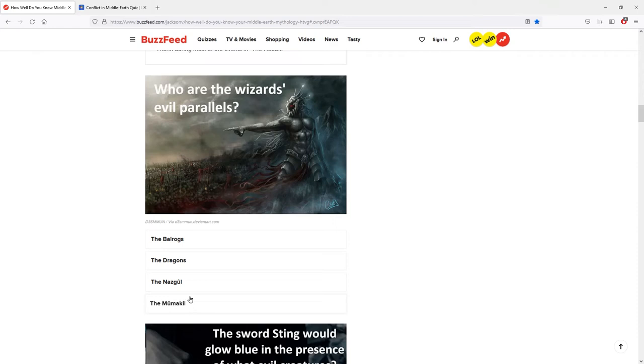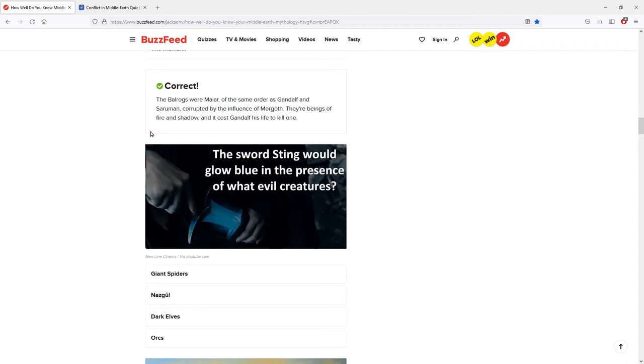Balrogs or Nazgul? I'm guessing it's the Balrogs, because both Balrogs and wizards, so the Istari, are Maiar, and the Nazgul are corrupted men, powerful, but I'm going to say the Balrogs, although I guess it would make sense. Okay, yeah, the Balrogs were Maiar of the same order as Gandalf and Saruman.